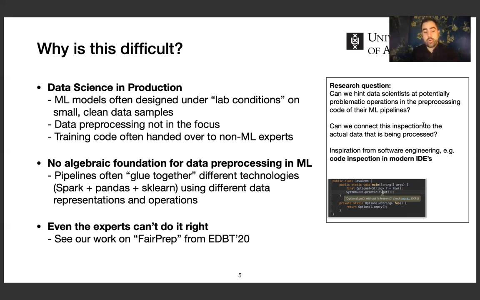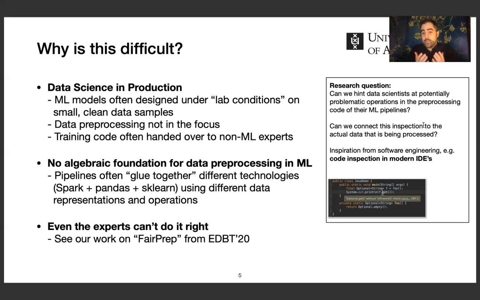it right. So in some work that we published at EDBT last year, we investigated some common machine learning frameworks for measuring fairness, and we found many violations of best practices in machine learning. So the question for our work is, can we help data scientists detect these problems? And can we actually connect this inspection of their pipelines to the actual data that is being processed?